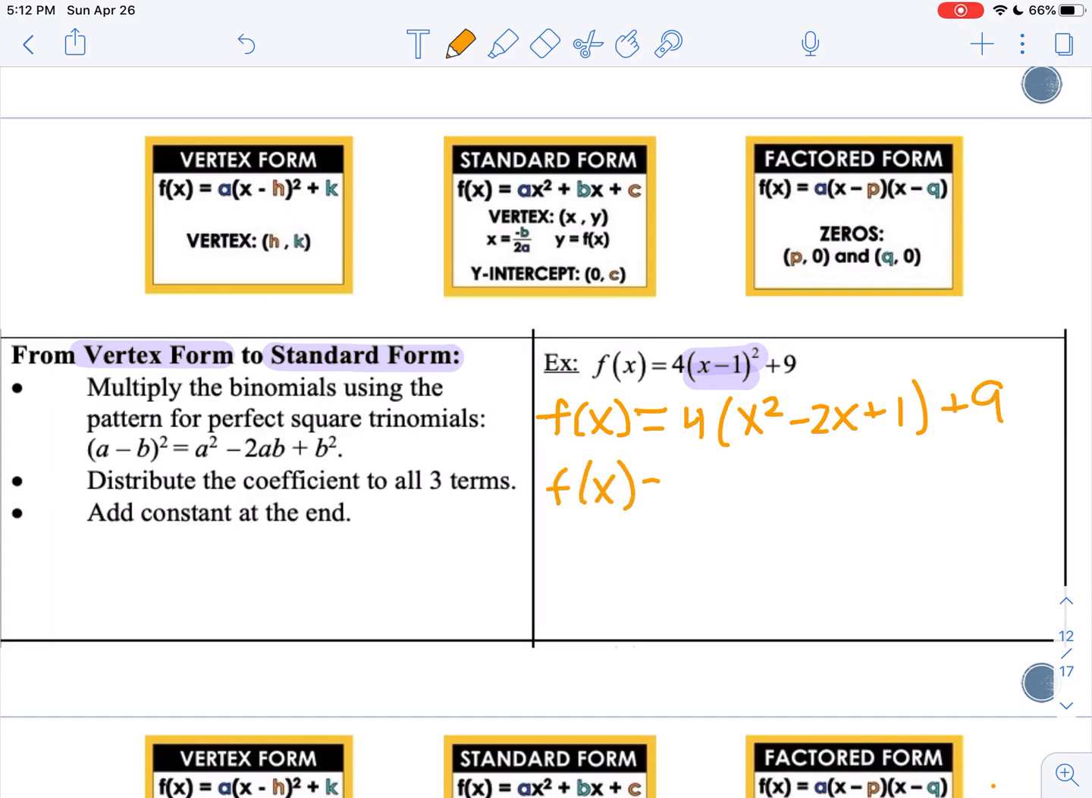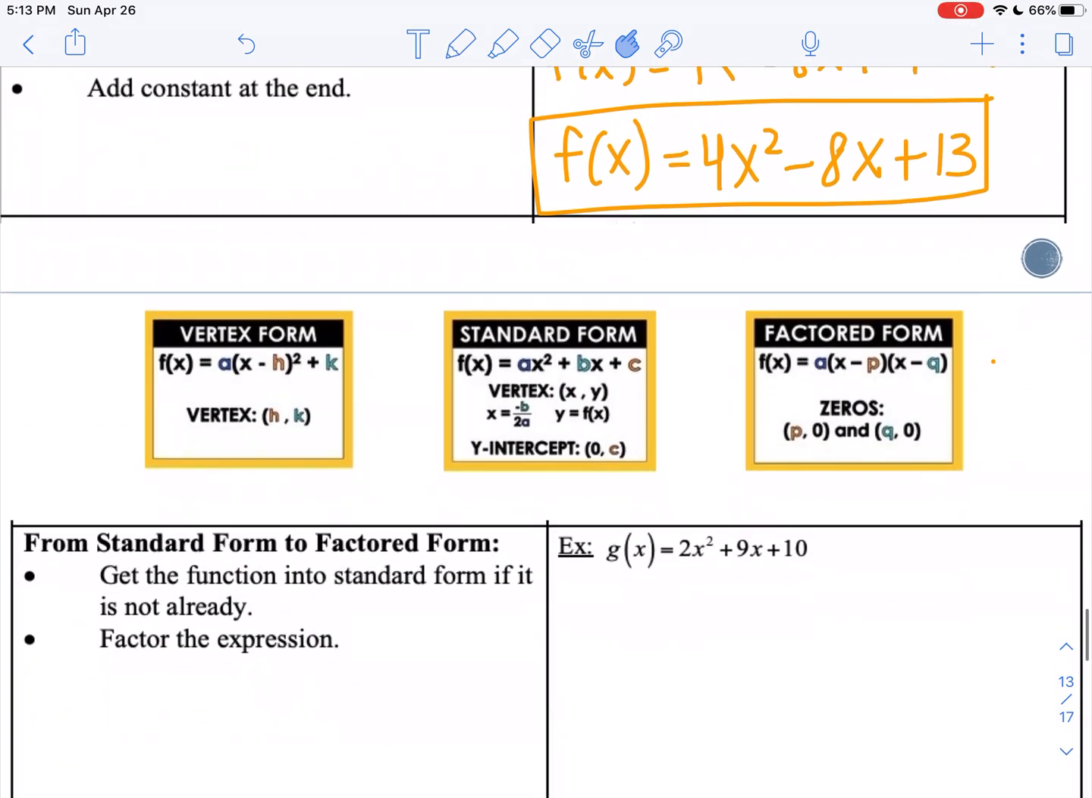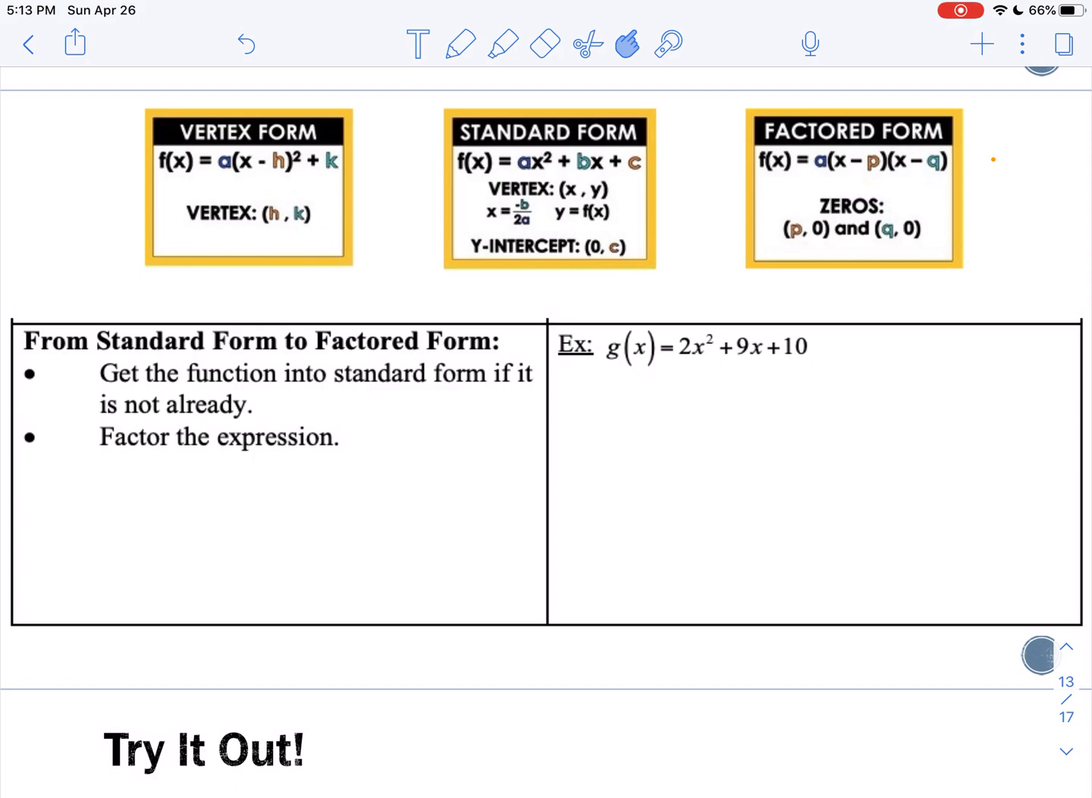f of x is equal to 4x squared minus 8x plus 4. Oops, sorry about that. Plus 9. So my function written in standard form, f of x equals 4x squared minus 8x plus 13. Once again, please make sure you have that f of x because this is a function. All right, my last example with you, I'm giving it to you now in standard form. Ooh, and I want you to write it in factored form.